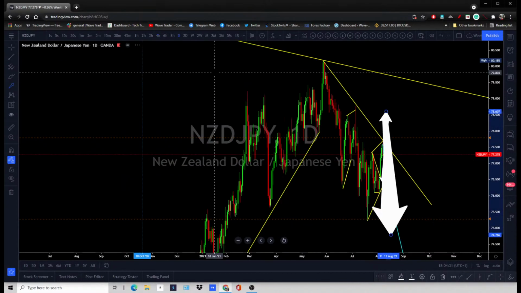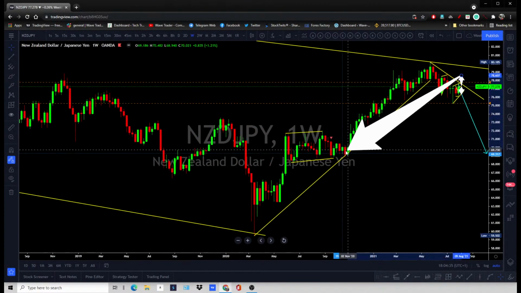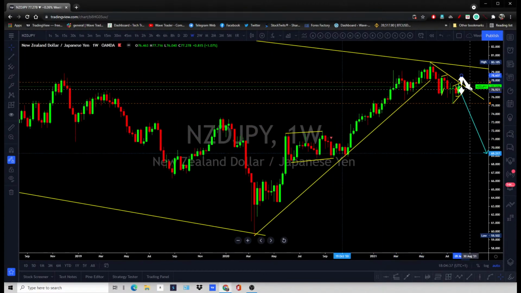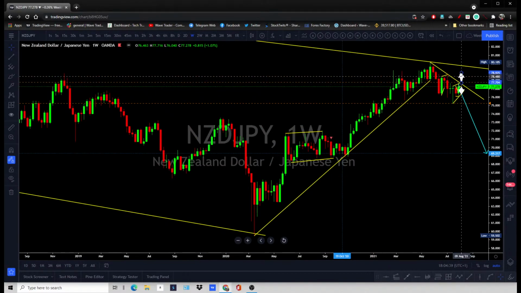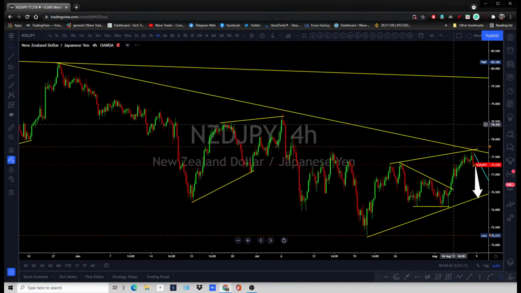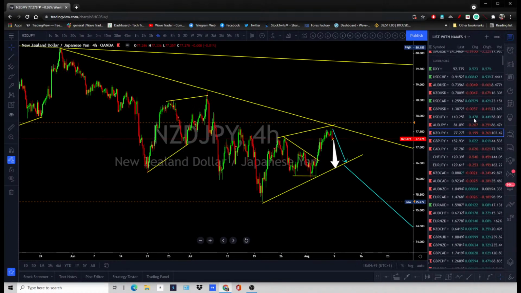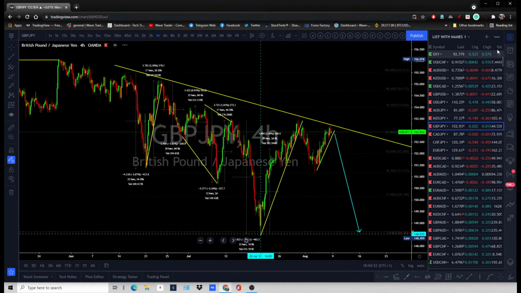What is the bigger view? The bigger view is the weekly. This is the bigger view: price to go all the way back to that low. So any tiny pullback over there is not going to change that bigger structure. Bigger picture, bigger weekly chart. Small moves are not going to change that, so we're going to stick to that.